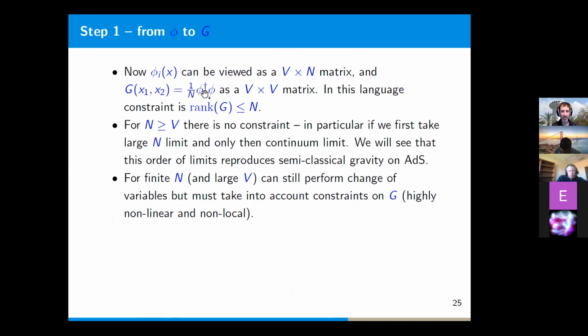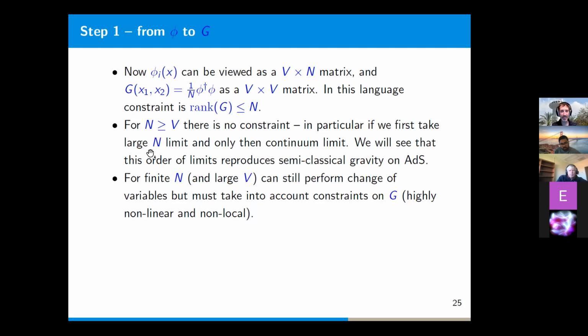Now in this language, it's obvious that we can obtain G as a product of phi dagger phi in this way if and only if the rank of G is less than or equal to n. So of course, for n equals 1, the rank of G has to be equal to 1. But in general, we find that the rank of this matrix G has to be less than or equal to n. So now there are two possibilities.